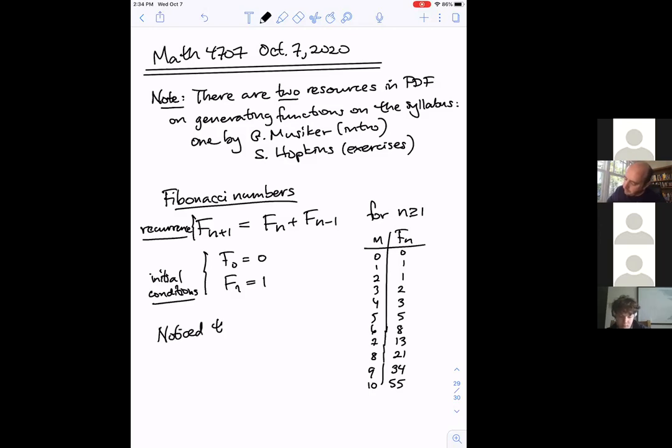And we started noticing some things. What did we notice? That F3m is even, whereas F3m+1 and F3m+2 were odd, so they went even, odd, odd, even, odd, odd. In other words, 2 divides F3m, and 2 is the same as F3. So we notice that F3, which is 2, always divided F3m. We notice that multiples of 5 in the subscript, F5m, were divisible by 5.